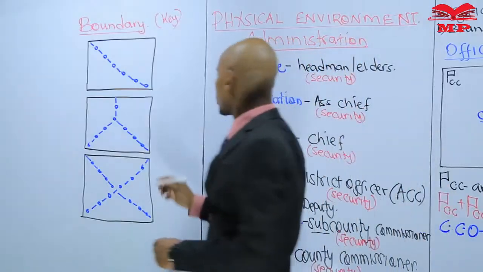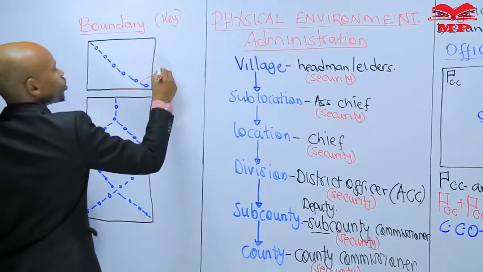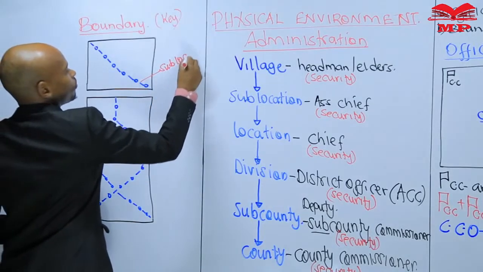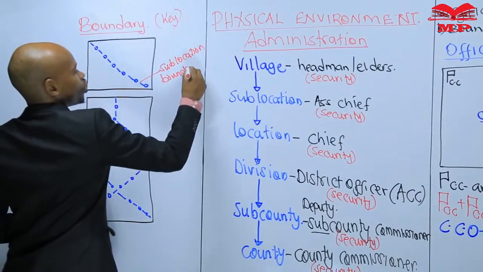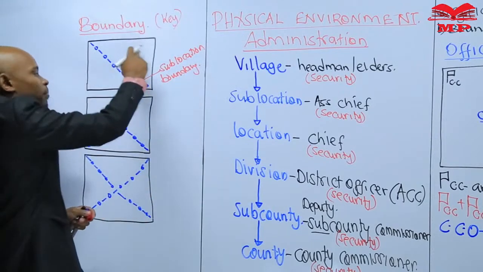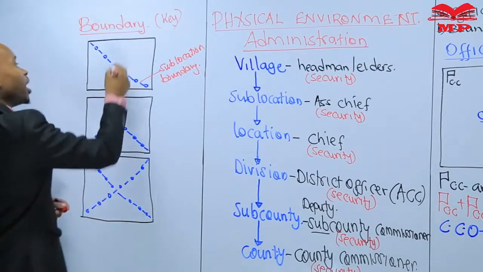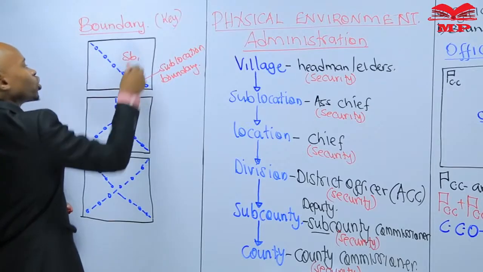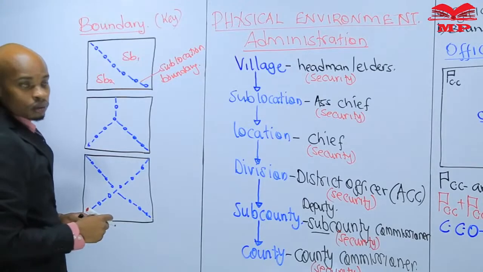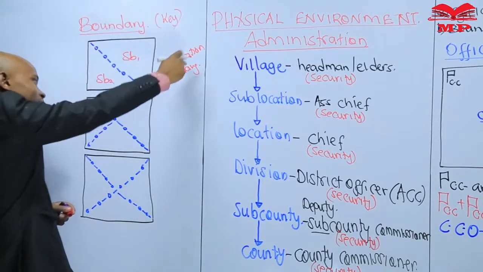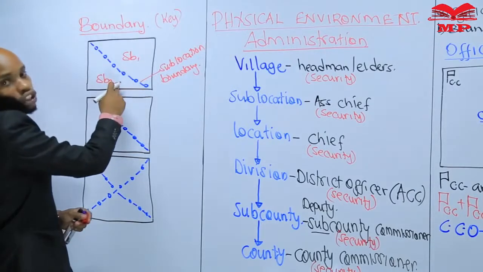For instance, this one is a sublocation. According to the key of this map, this is a sublocation boundary. What's the meaning of that? That means that this is sublocation 1, this is sublocation 2, because it is dividing the location. The boundary is a sublocation boundary. So this is a sublocation, this is another sublocation.